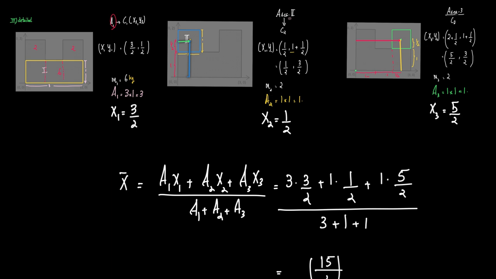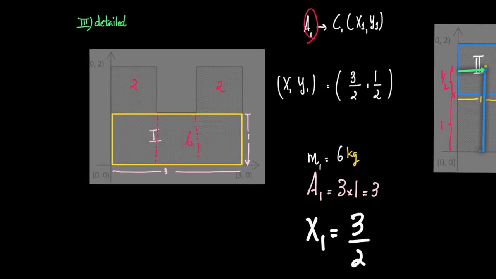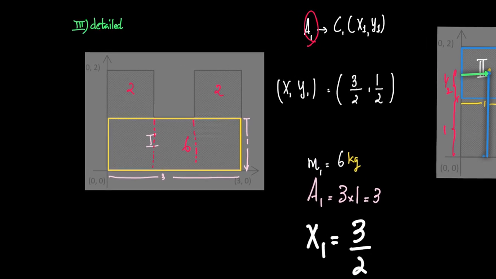Instead of m2, we need a2. And instead of m3, we need a3. So let us look at the calculation in detail. This is the first figure. The length here is 3, and the height here is 1, which means area will be 3 into 1 equal to 3.